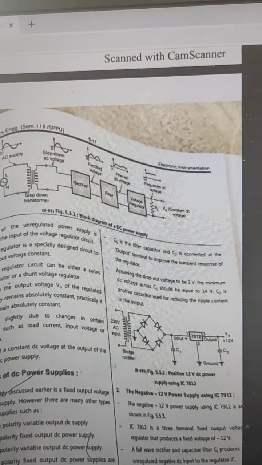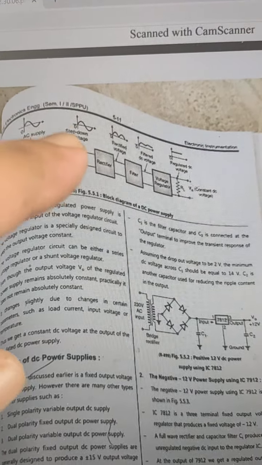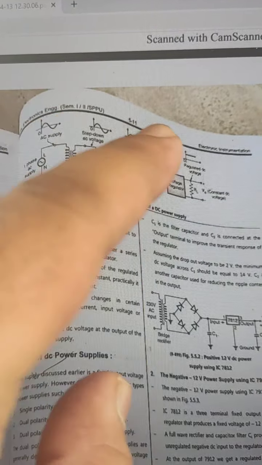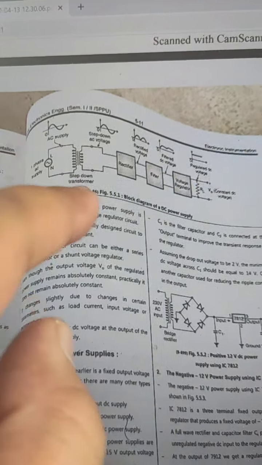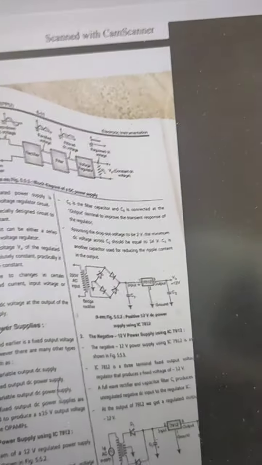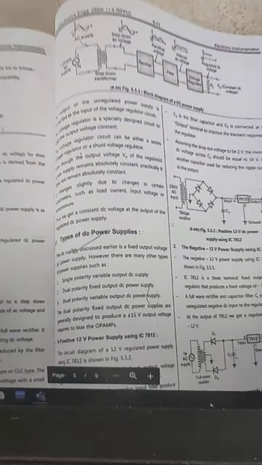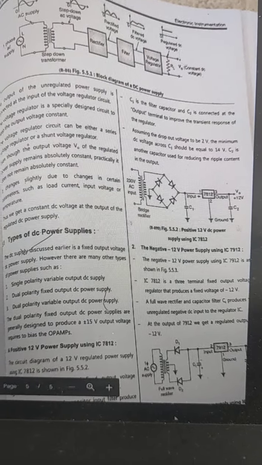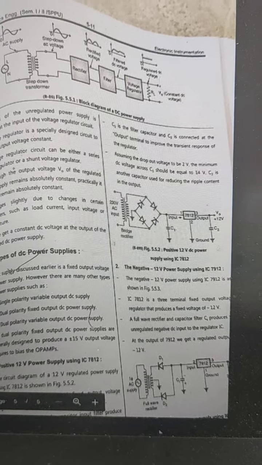The question is like this: draw the block diagram of DC power supply and explain it. You have to draw this block diagram and explain it. It is very simple. You have to draw all these waveforms and all these blocks. We can design different types of supply, meaning single polarity supply, then dual polarity supply, then dual polarity variable supply. Suppose we want a 12 volt power supply.